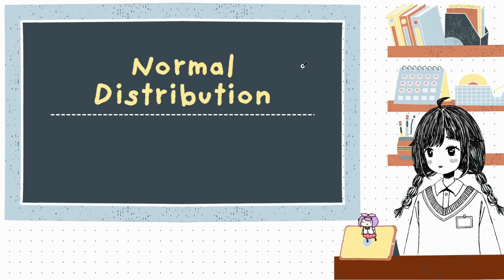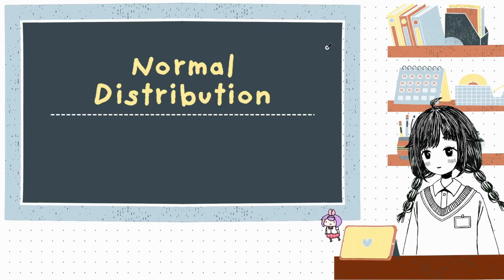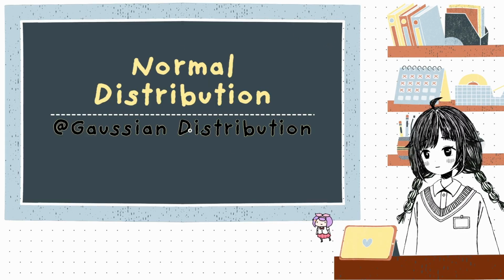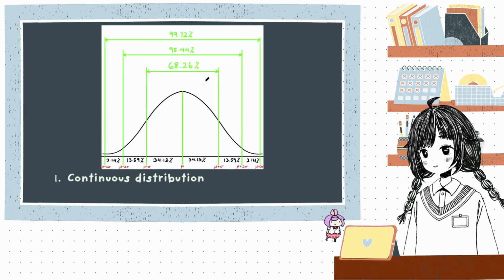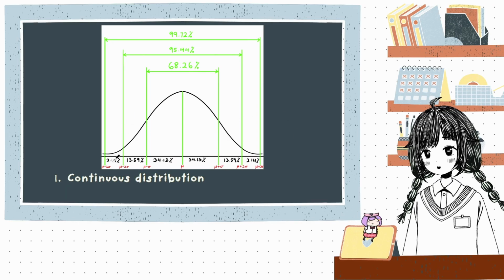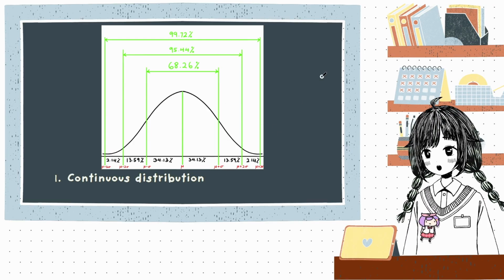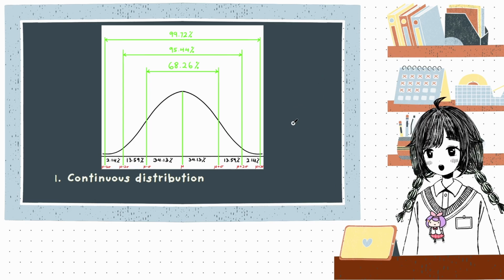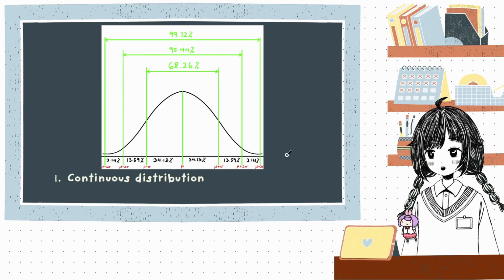So we're going to talk about one of the most important distributions in statistics, the normal distribution, which can also be called the Gaussian distribution. What you see here is the graph for this distribution, and you can see it's a bell-shaped curve. It is a continuous distribution, meaning that it can take any value within the range, for example between 1 and 2, like 1.1, 1.3.